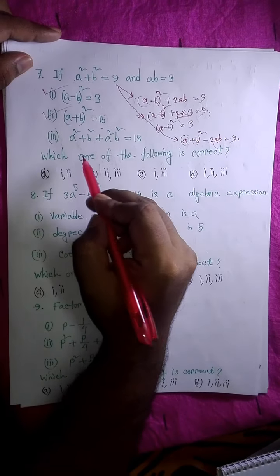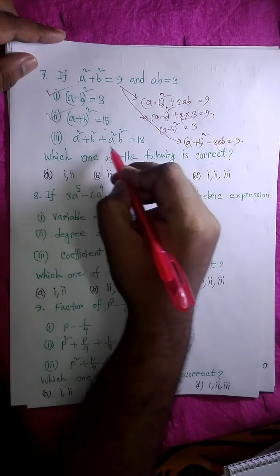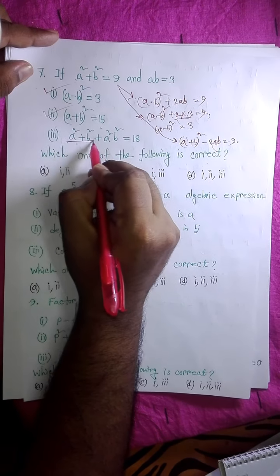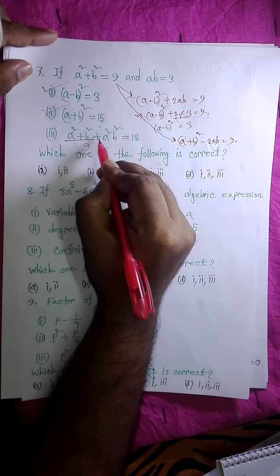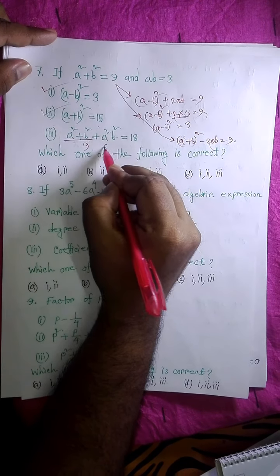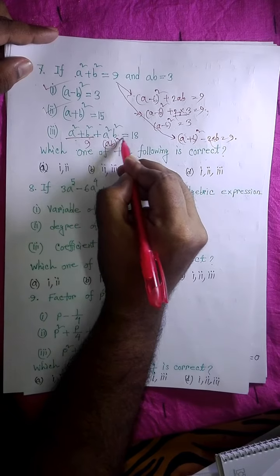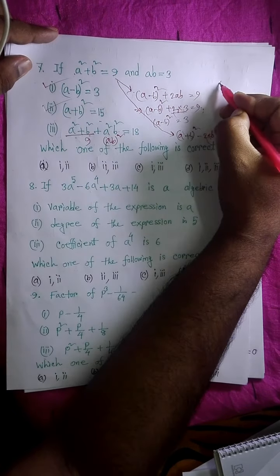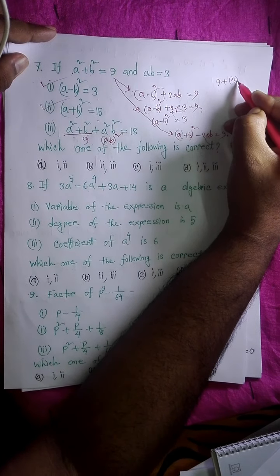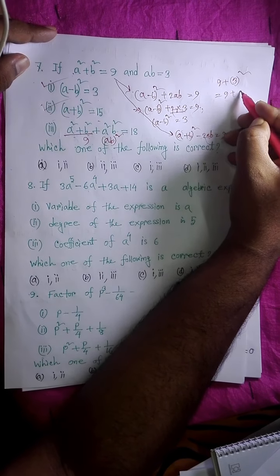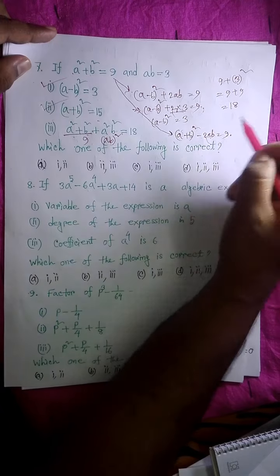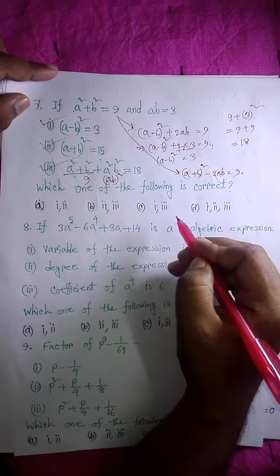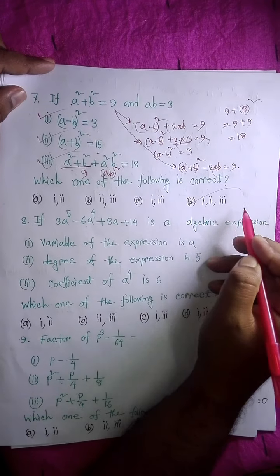Now third condition. Here a square plus b square, the value of these two terms is 9 plus ab whole square. We can write ab whole square. The value of ab is 3, so we can write 9 plus 3 whole square equal to 9 plus 9 equal to 18. So all the conditions are correct. So our answer is 1, 2, 3.